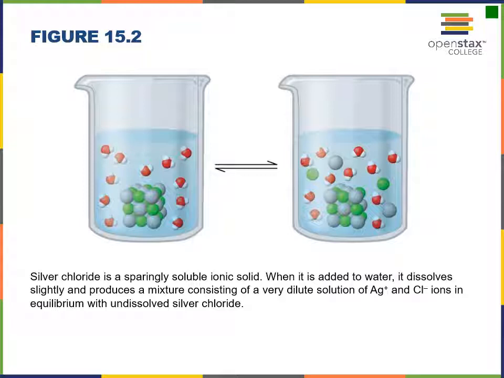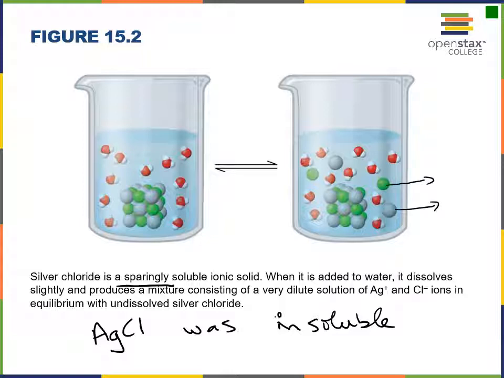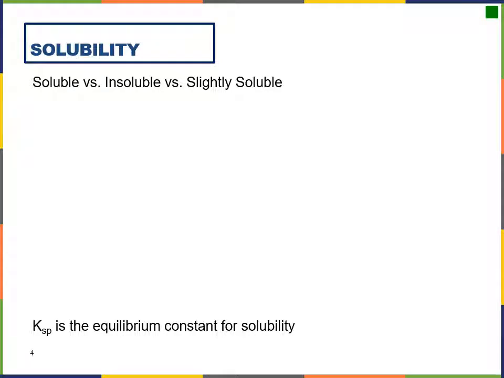So when we say something is insoluble, and back in the previous chapters, we said that sodium chloride was insoluble. Well, the reality is virtually nothing is insoluble. Most things are in fact slightly soluble or sparingly soluble, meaning when you put it in water, it's going to dissolve and produce just a few ions. And when we say just a few, we mean very, very, very few, but enough that we can do some math on them.